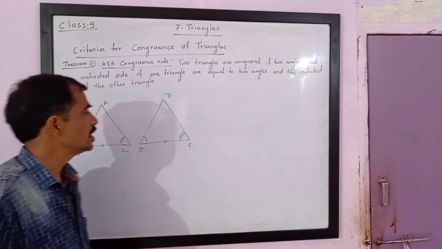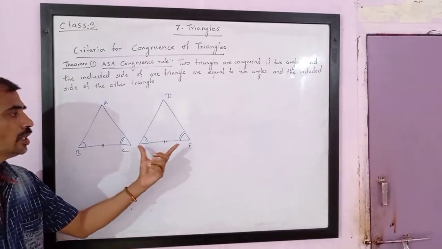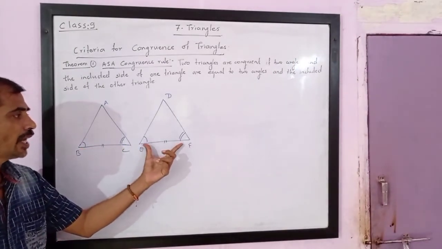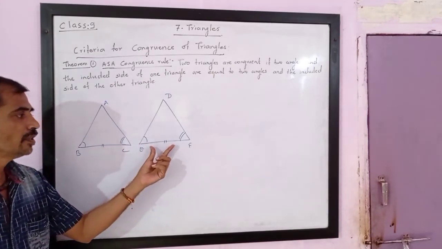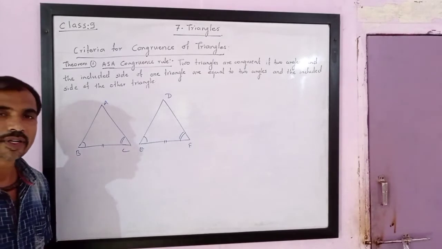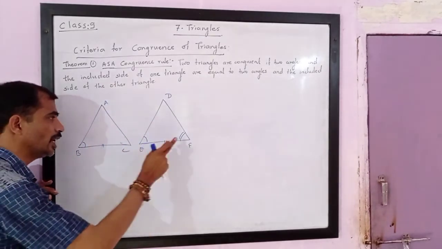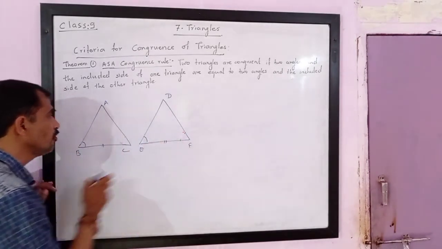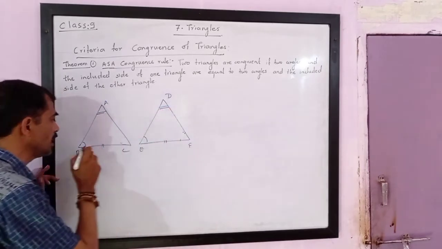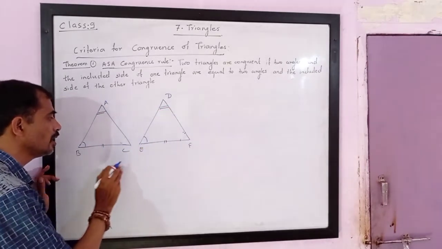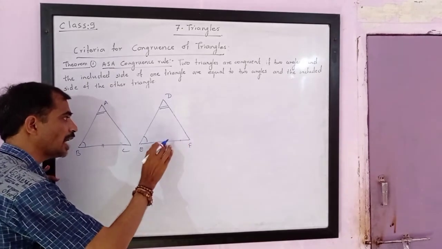Dear friends, we have just proved that if two angles of one triangle are congruent to the corresponding two angles of the other triangle and the included side of one triangle is congruent to the included side of the other triangle, then the two triangles are congruent. This is what we have proved. Now what if we are not given the included side? That is, if we are given that angle A is congruent to angle D, angle B is congruent to angle E, and BC is equal to EF. That is, the side is not included.